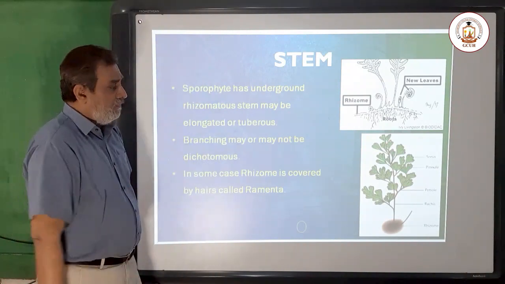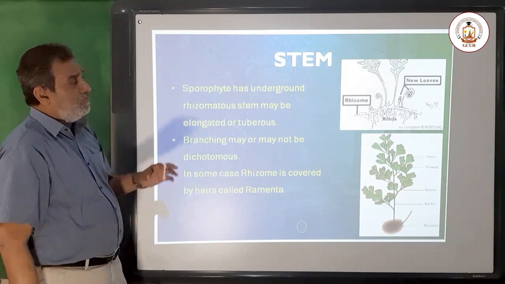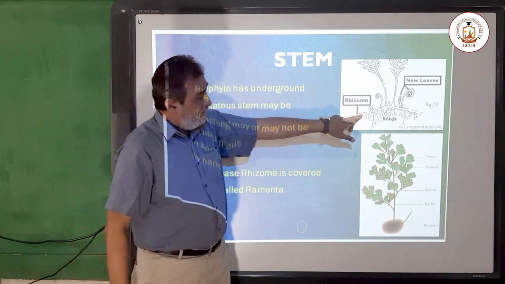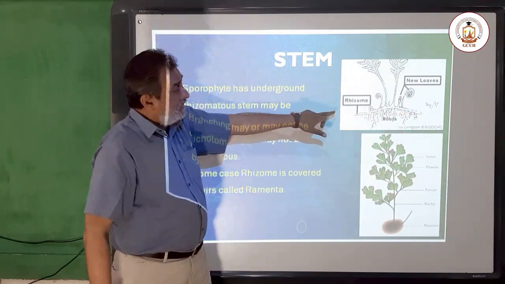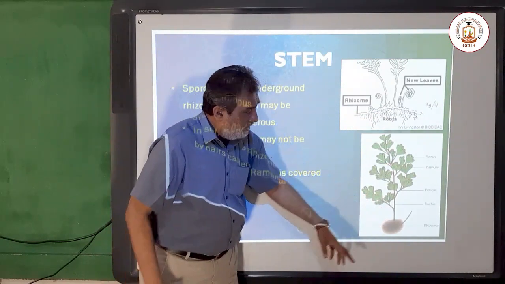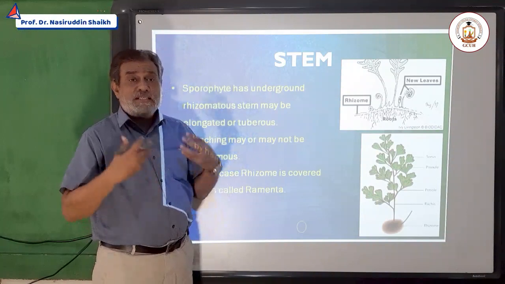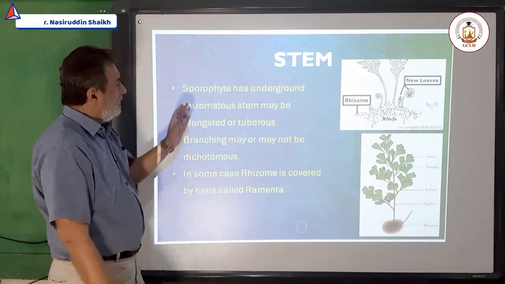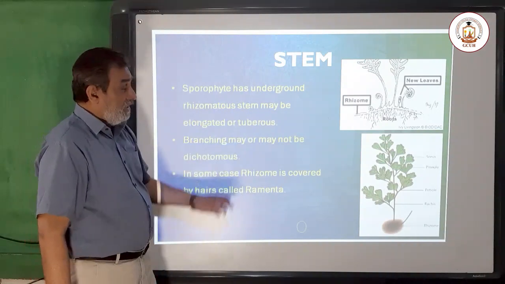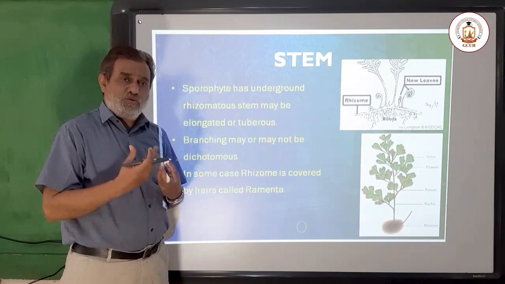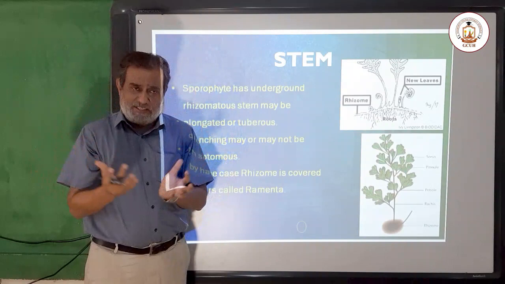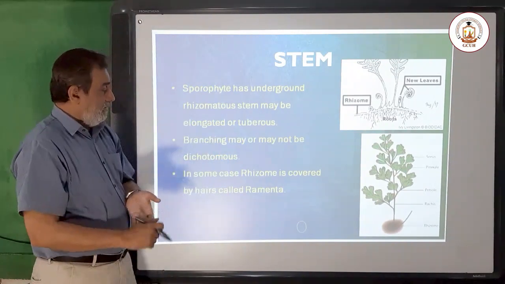Next is the stem. If you look at ferns, we have different types of stems, but most of them are underground rhizome structures, meaning they move horizontally in the ground. We can see the rhizome here, and with these rhizomes, hair-like structures are also present. The sporophyte has an underground rhizomatous stem, which may be elongated or tuberous, meaning the structures aggregate and form a tuber-like structure.